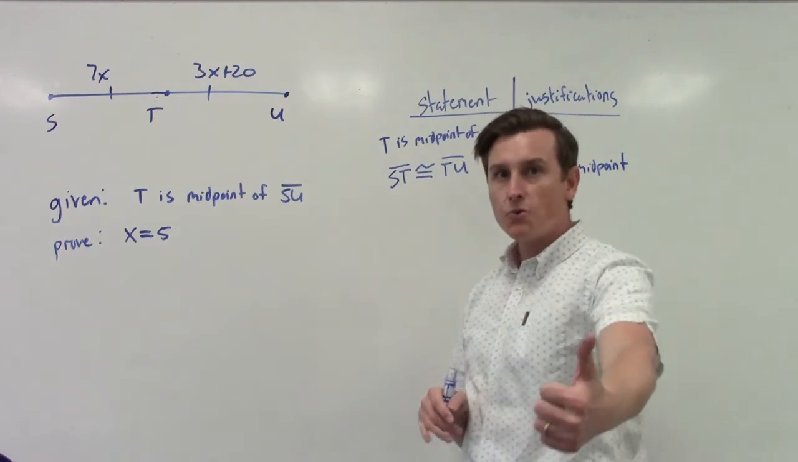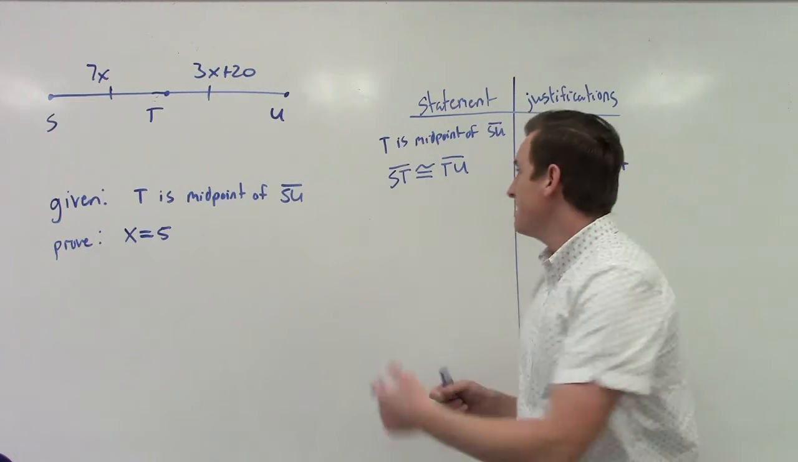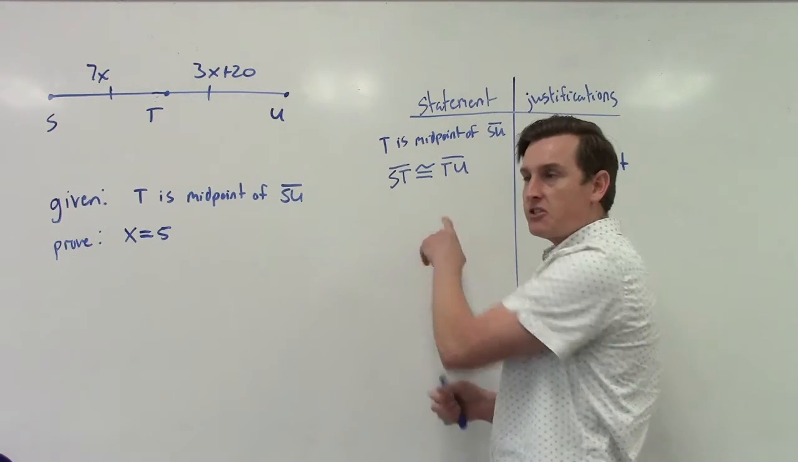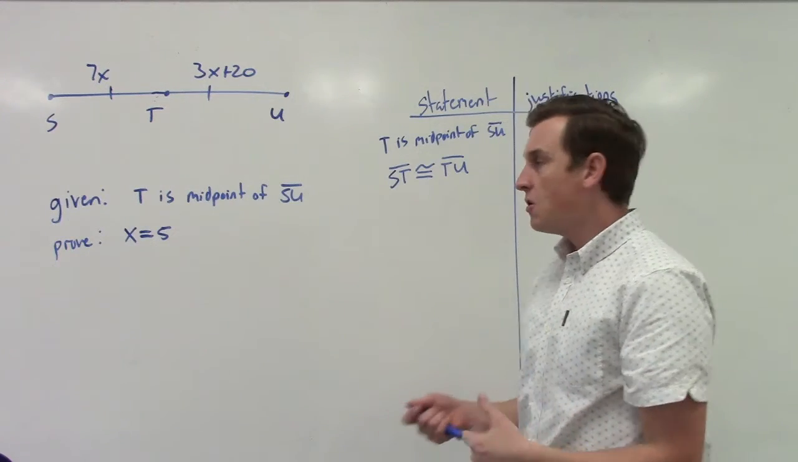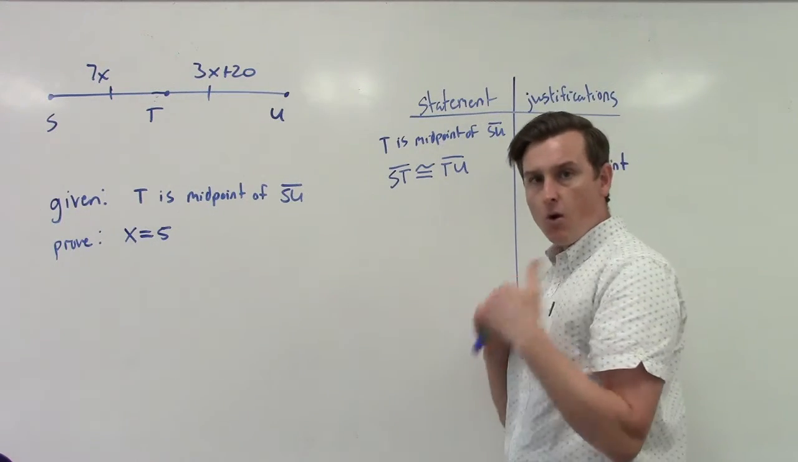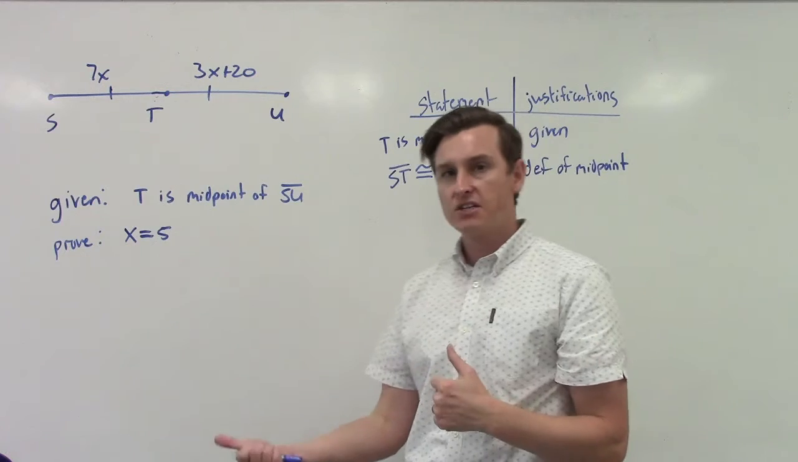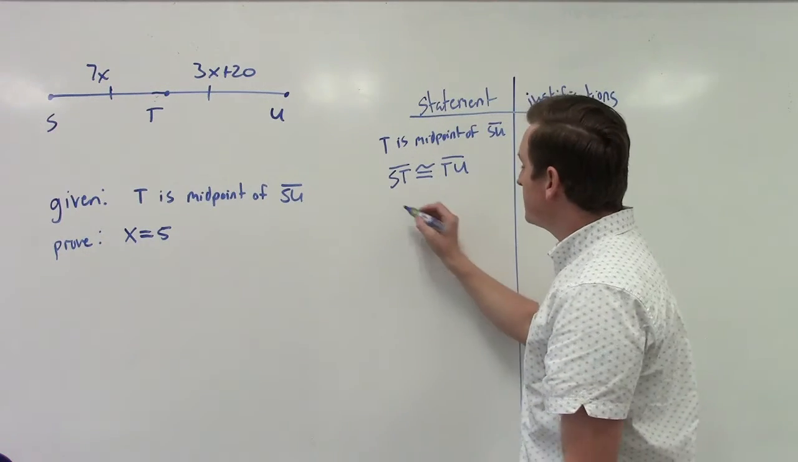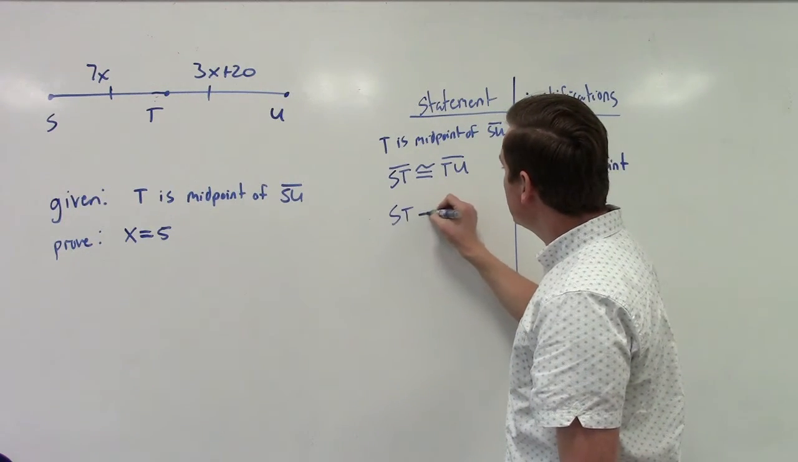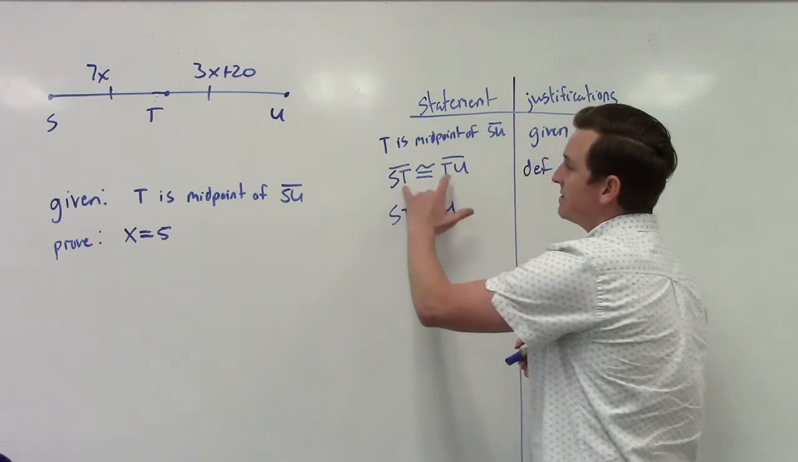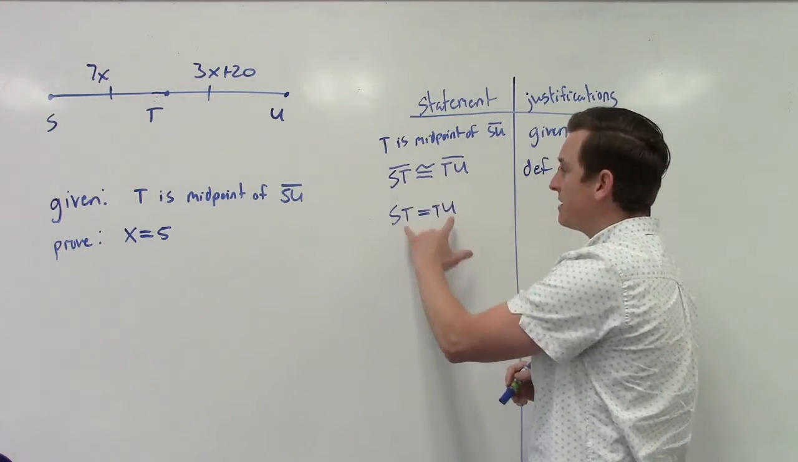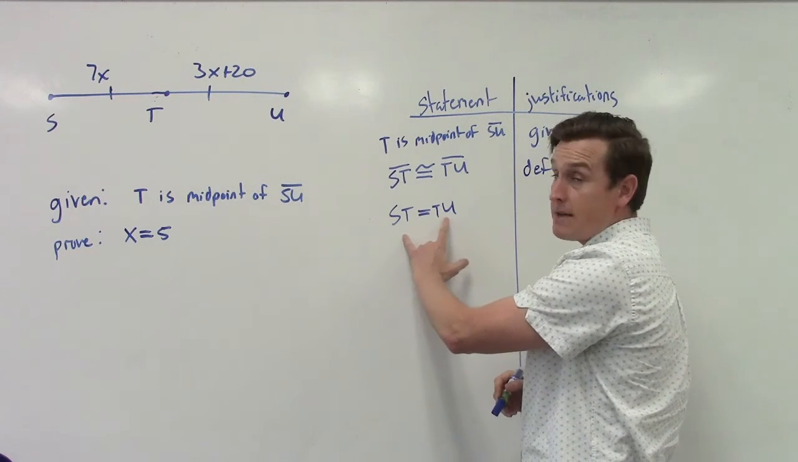Now, you heard me just use a word, equal, right? Here, we're talking about congruent. We're talking about shapes being congruent. I just said, well, that means they're equal, right? So I can move into equality by calling upon the definition of congruence. So the next thing I'm going to say here is that ST is equal to TU. Now notice the difference. This is a segment that's congruent to a segment. This is a measurement that's equal to a measurement.